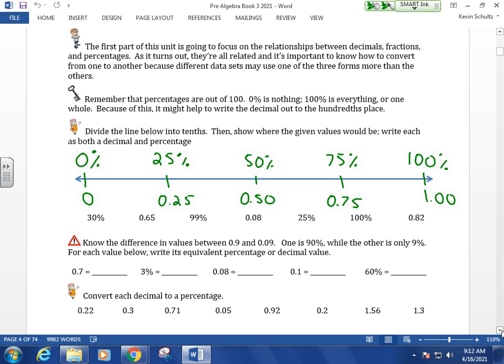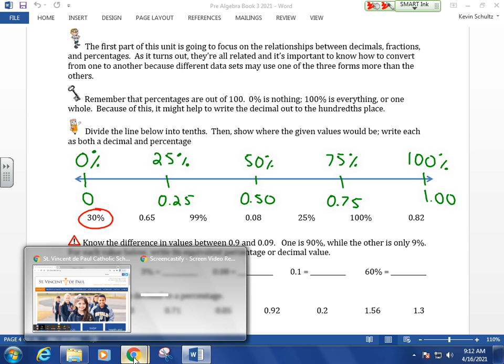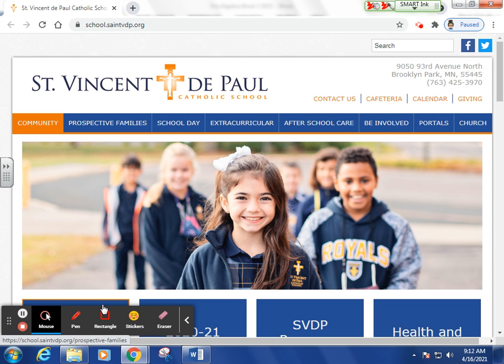Okay. So go ahead and I'll switch colors. You'll go to red. Mark down where on this number line, just put a dot where 30% would be, and then label it 30%. And then go to 0.65. Where would 0.65 be? And label it. And so on and so forth. Okay, I'll give you a minute to do that. We'll pause the video briefly and we'll come back.